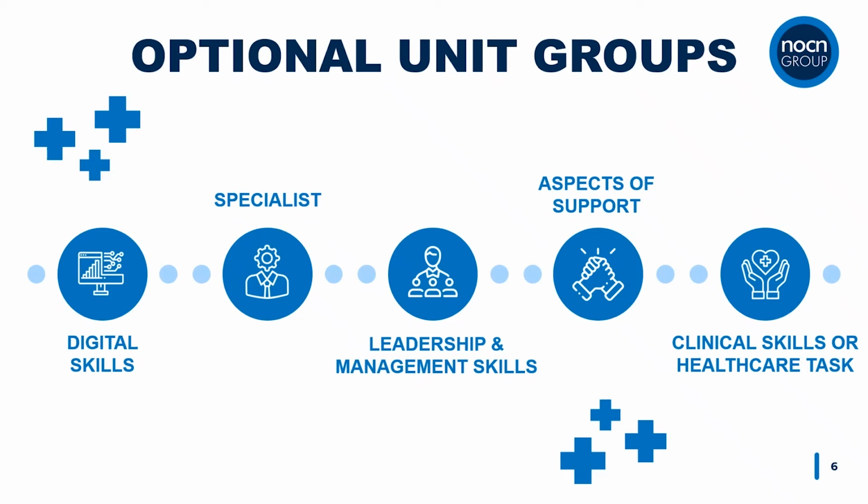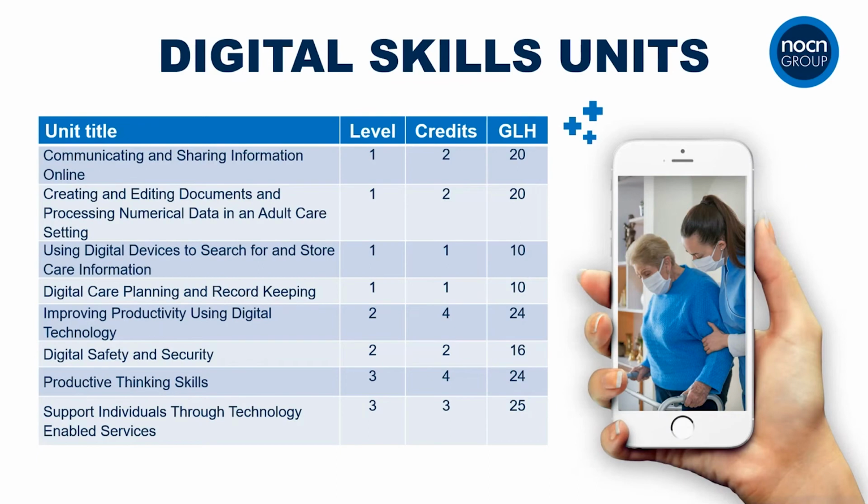Right, the optional unit groups. Here are the titles of these unit groups: digital skills, specialist units, leadership and management, aspects of support, and clinical skills or healthcare tasks. For the digital skills units, we devised 4 level 1 units to give learners basic digital skills. For example, in how to use devices safely online, how to create and edit documents, how to use digital devices to store and retrieve care information, and digital care planning and record keeping. There are other level 2 and 3 units to provide greater stretch and challenge for learners who want to take things further.